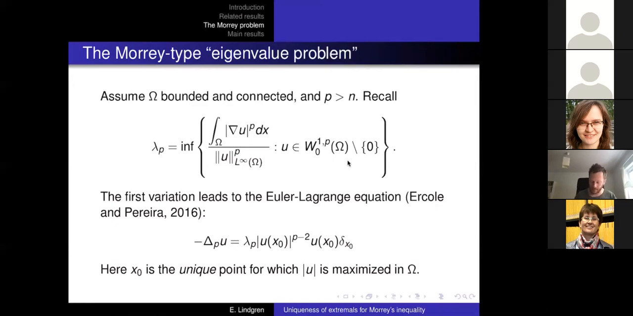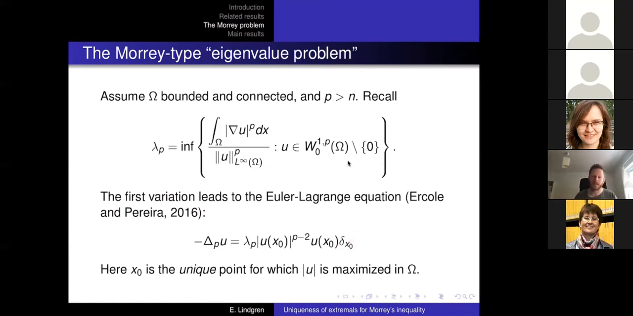So as you might expect with the L infinity norm, if you have the max or min, there is a measure coming out when you take the first variation of this. And this is exactly what happens. So this was first derived by Ercole and Pereira in a paper from 2016, I would like to mention also. So the equation reads that minus the p-Laplacian of u is equal to lambda^p, which is just the optimal value here, and then you have u to the power of p minus 1 with the sign, times the Dirac measure at the point x0.